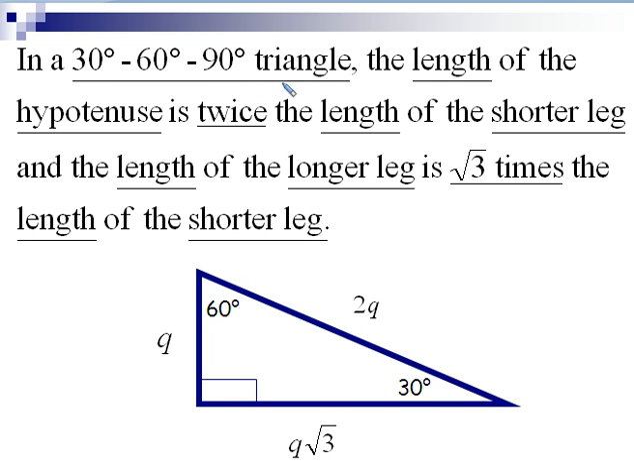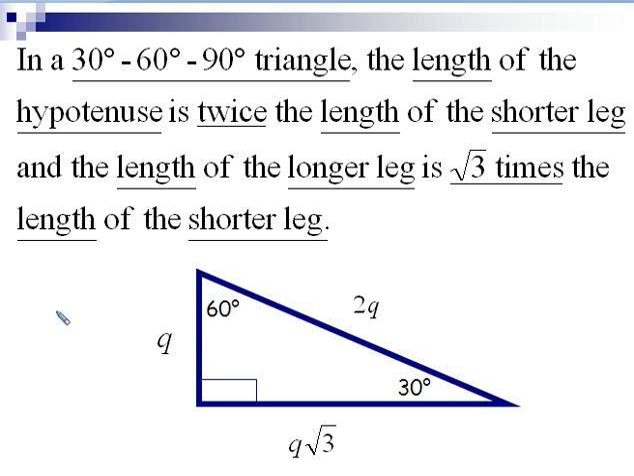In a 30-60-90 triangle, the length of the hypotenuse is twice the length of the shorter leg, and the length of the longer leg is square root of 3 times the length of the shorter leg. So yeah, as we can see here, we're going to call the shorter leg Q. We're going to call the hypotenuse 2Q. That relationship is always true. And then the long leg is Q times square root of 3.